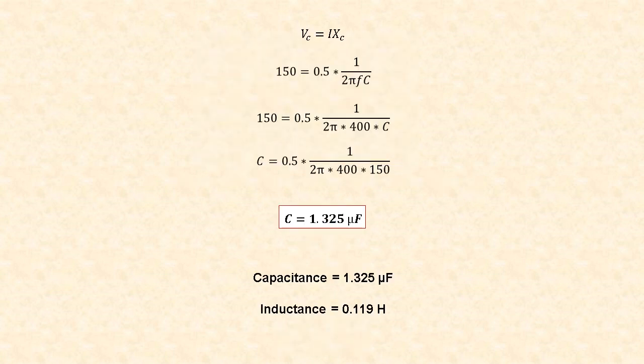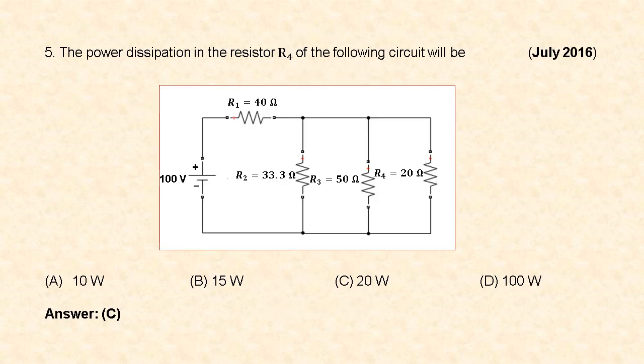Similarly, the voltage across capacitor is equal to current into capacitive reactance. Substituting the value of voltage as 150 volt and current as 0.5 amps and XC is equal to 1 by 2 pi FC, frequency is equal to 400 Hz, we have C is equal to 1.325 microfarad. Hence, the capacitance value is 1.325 microfarad and inductance value is 0.119 Henry.